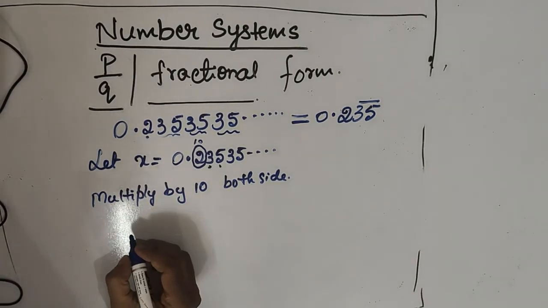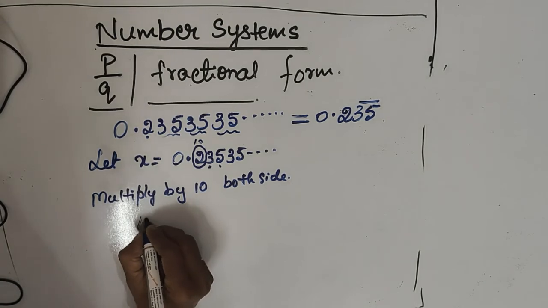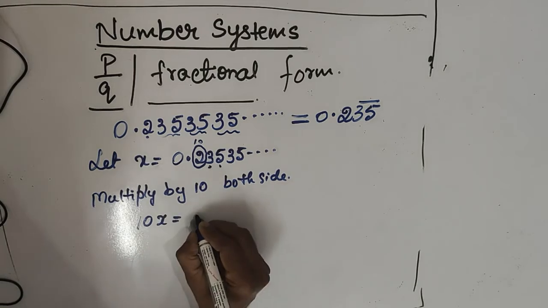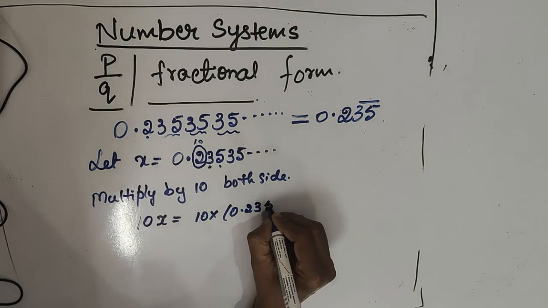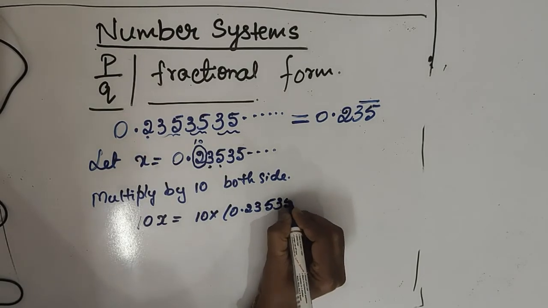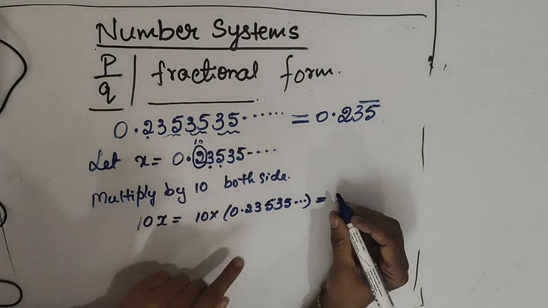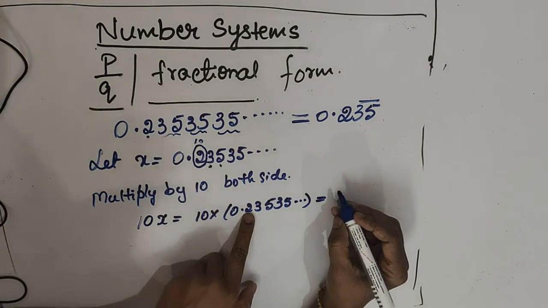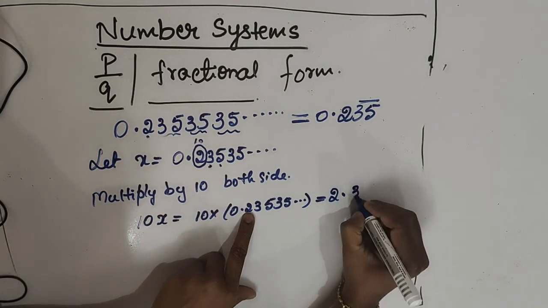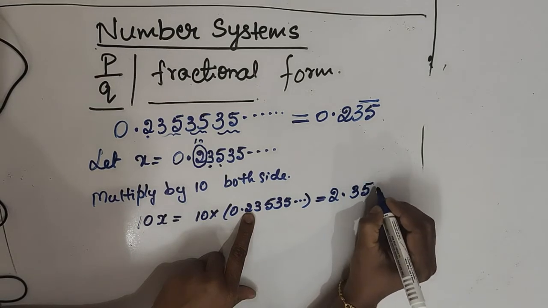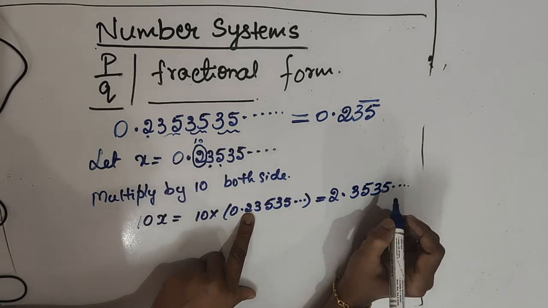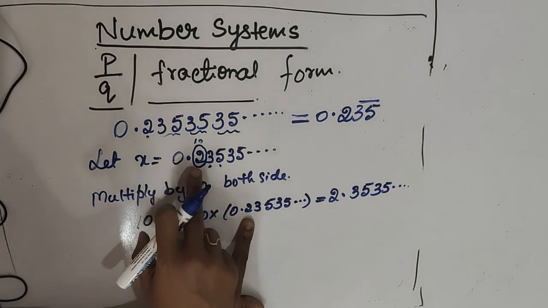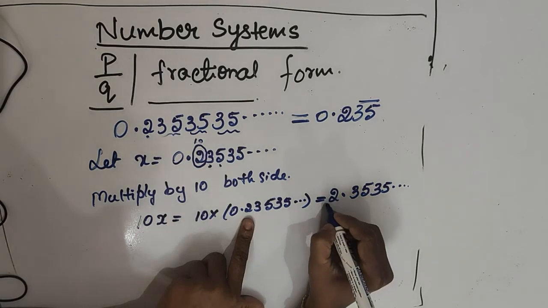Okay. Now you see 10x here, 10 into 0.23535 and so on. So it becomes 10. I have multiplied by a number, so one number will jump this side like this. Understood? For example, if it is 1.23, then here 1 will remain.